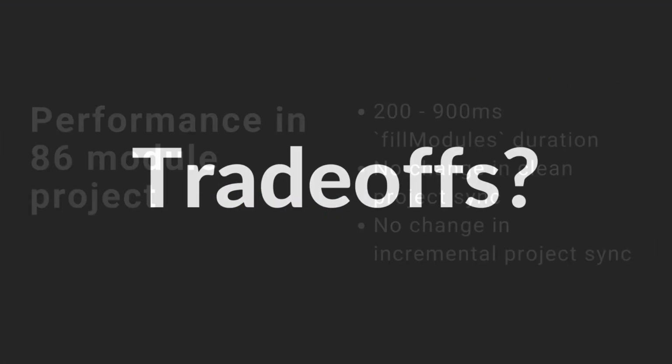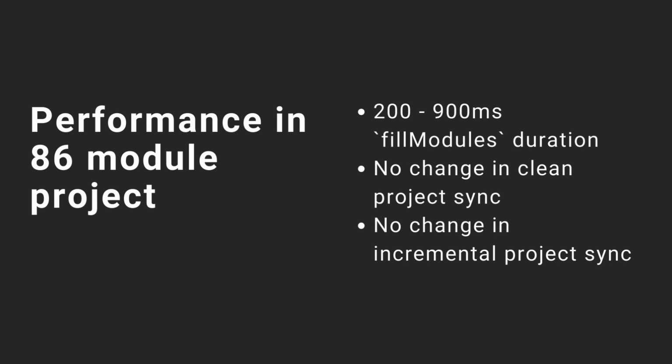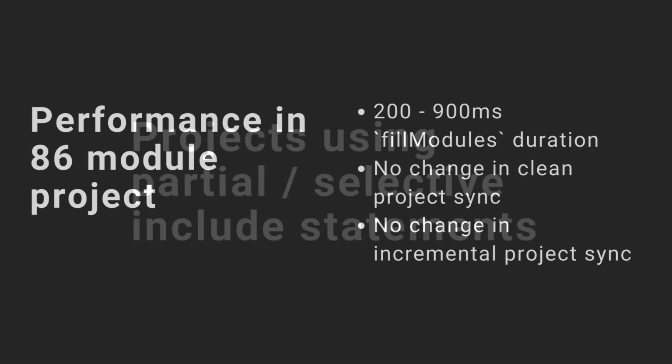So let's think about some potential downsides. When testing the performance on a project with 86 modules, I noticed no significant impact using this approach. Finding the modules took a few hundred milliseconds, sometimes up to a second, depending on the mood my MacBook was in. But other than that, everything else was the same. Both from clean builds and incremental, there was no difference. I'm curious if anyone else has any thoughts on potential downsides of this strategy. If so, let me know.